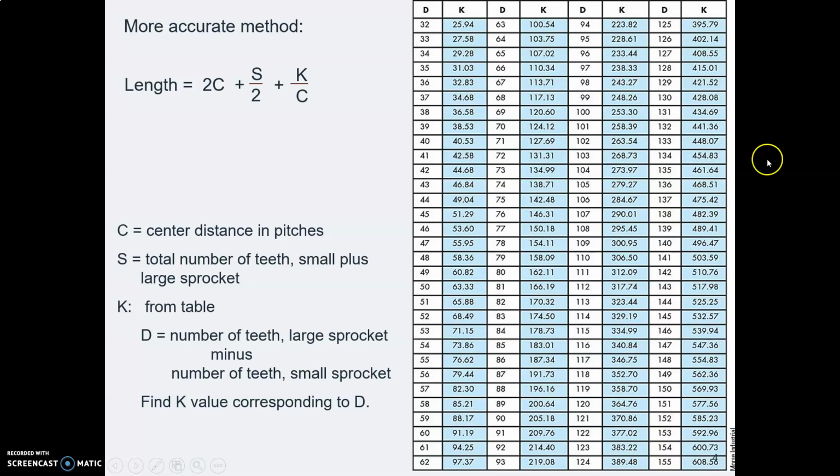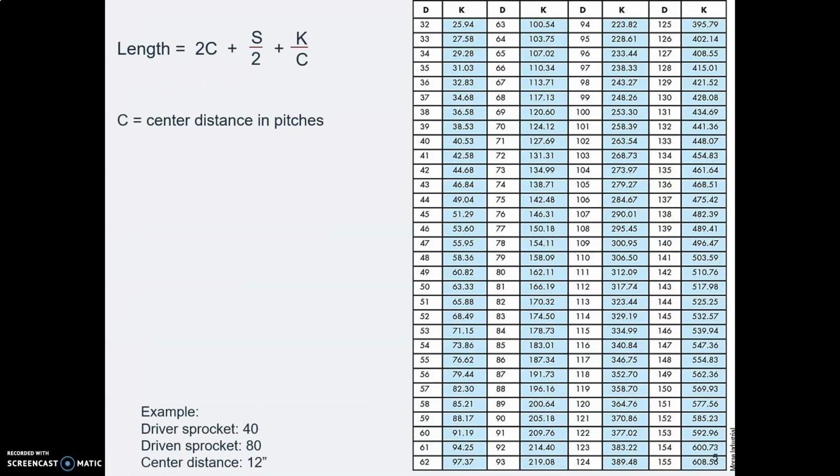And what are those things? C is the center distance in pitches. S is the total number of teeth. K is some number out of this table, and then there's C, the center distance again. So let us work through these numbers for our example one by one.